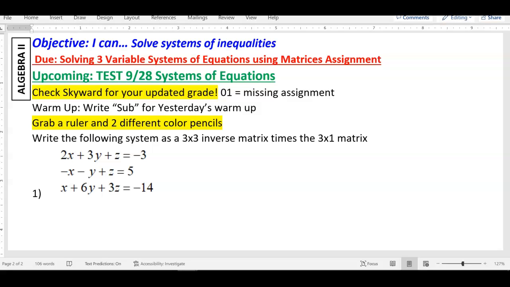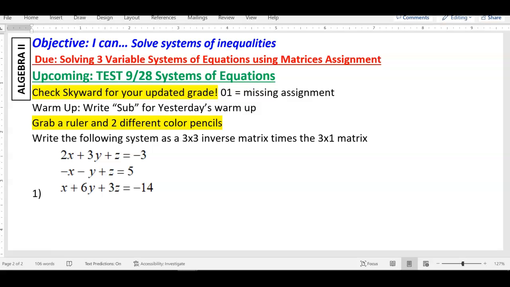You should have grabbed a ruler and two colored pencils, two different colors, because we'll use that on the notes today. But your warm-up should be old news from the last couple times we did one together. Yesterday, you should have written sub. If you didn't, again, yesterday, write sub.